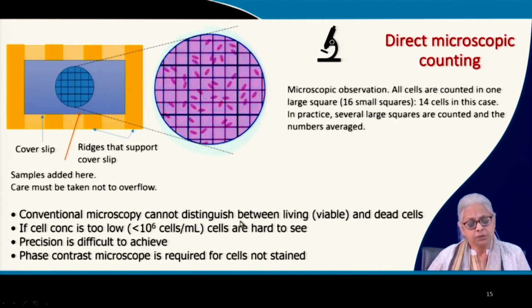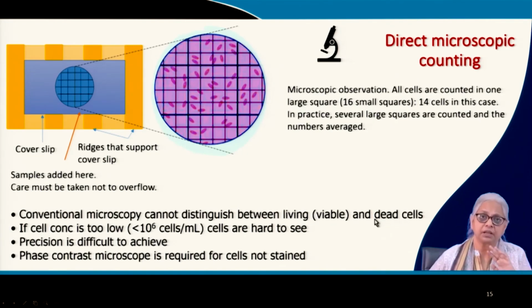So conventional microscopy cannot distinguish between living and dead cells. However, we have already seen in fluorescence microscopy that you have specific dyes for enumerating living cells and separating them from dead cells. So that is already, I've already covered that.